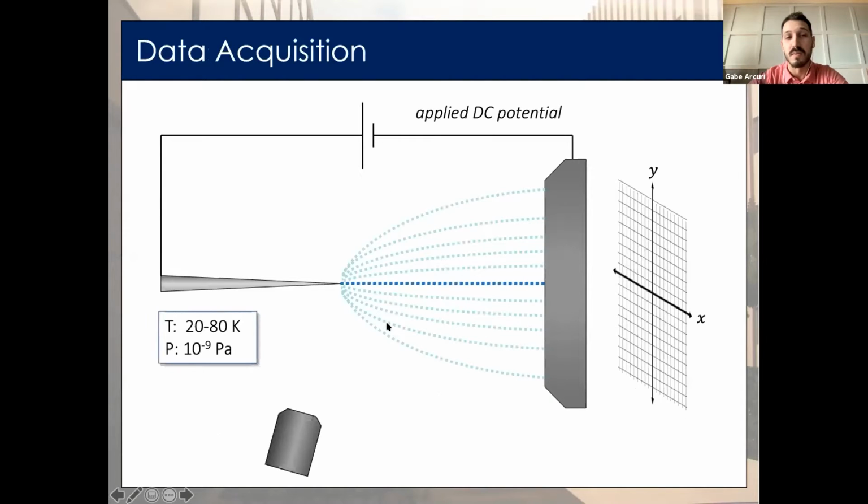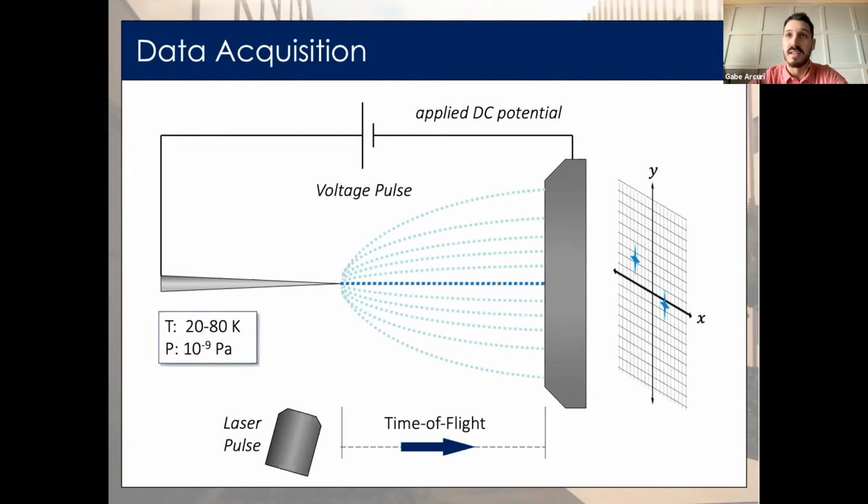So how does this process work? Well, during an APT analysis, a high electric potential is applied to the tip under an ultra-high vacuum and cryogenic conditions. Field evaporation is then triggered by pulsing the high voltage to vary the electric field, or by pulsing a UV laser to vary the temperature. The mass to charge ratio of the evaporated ions are then determined by measuring their time of flight from field evaporation to their detection on a position sensitive detector, where their XY positions are measured.